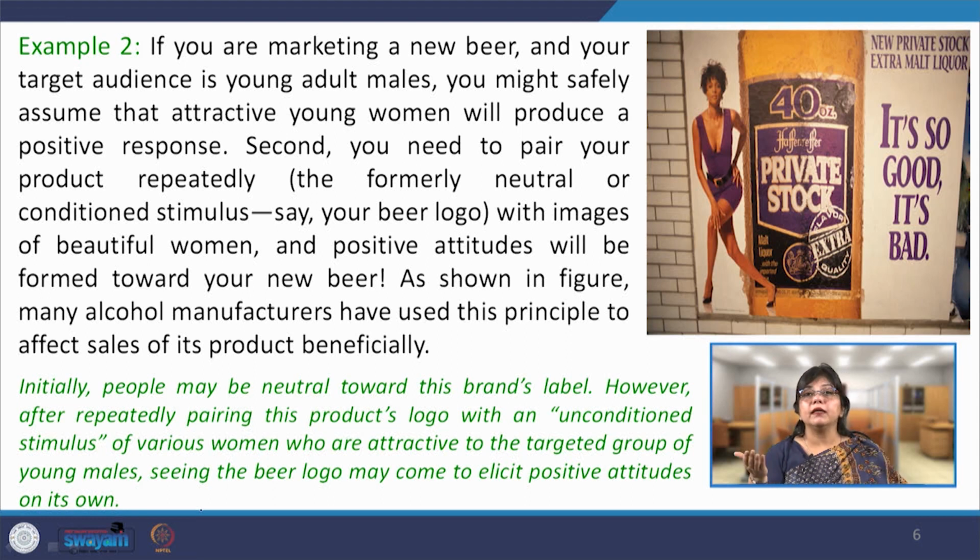So, if you are marketing a new beer and your target audience is young adult males, we might safely assume that attractive young women will produce a positive response. That is the most basic form of understanding to advertise or launch any new product in the market. In that case, the company will pair the product repeatedly, the logo of the beer, with images of beautiful women, and positive attitudes will be formed towards the new beer.